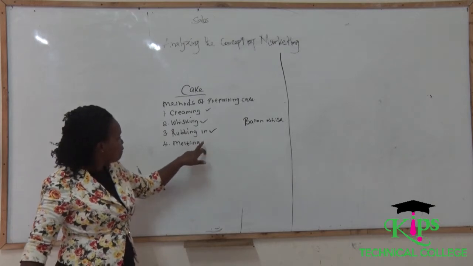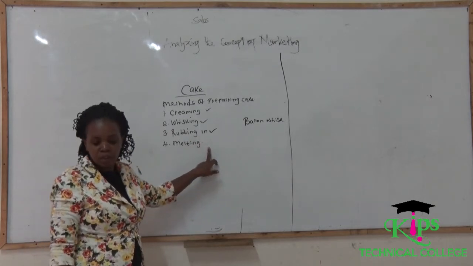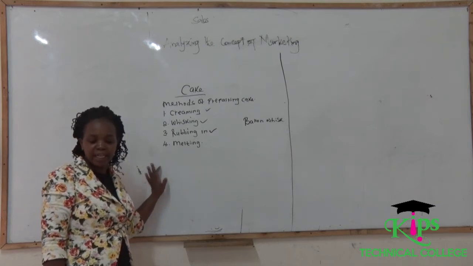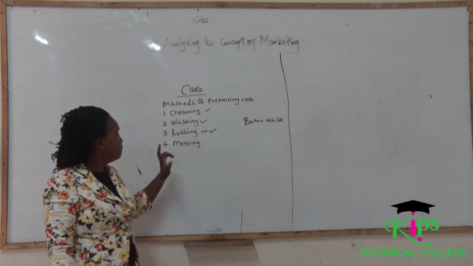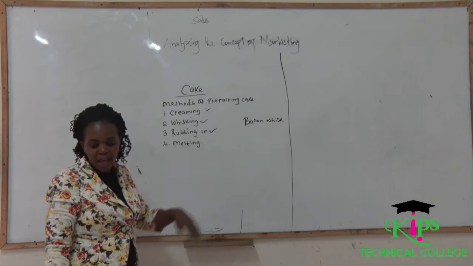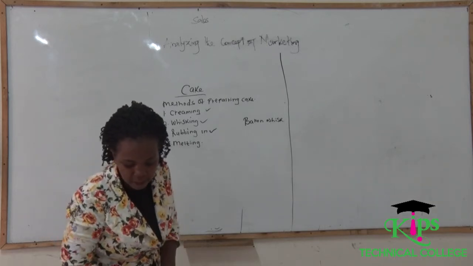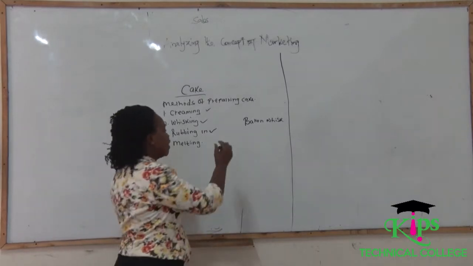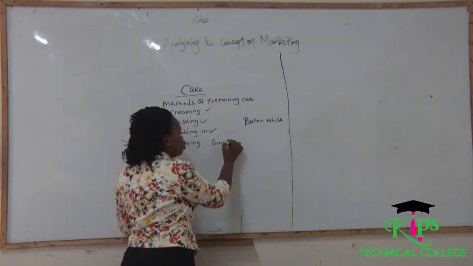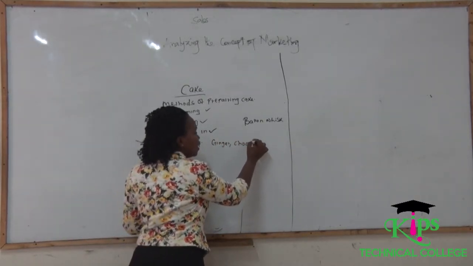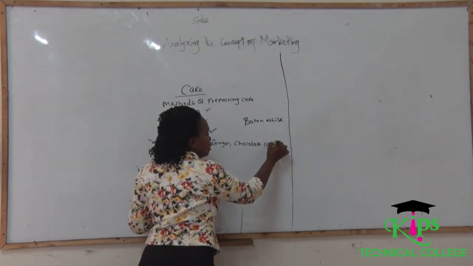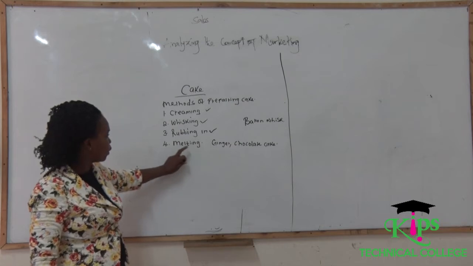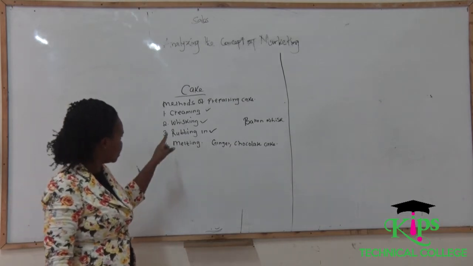And then we have the melting method. When we talk about melting, it's whereby you have to melt all ingredients together. That is the margarine and the sugar. And examples of the cakes that can be produced using this method, we have gingerbread and the chocolate cake. So those are the cakes that can be prepared using the melting method.